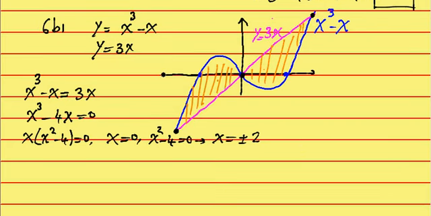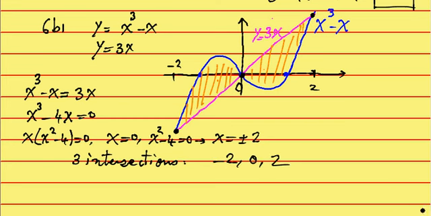We have one point of intersection here at -2. We have another point of intersection at 0 and another point of intersection at 2. So what does that tell us? 3 intersections: -2, 0, and 2. What that tells us is that when we want to calculate the area, we have to do our additions separately in each portion.